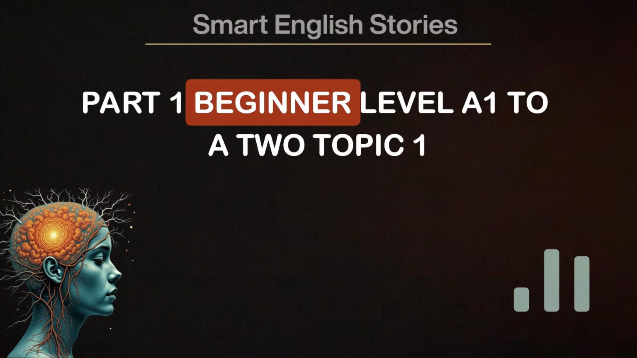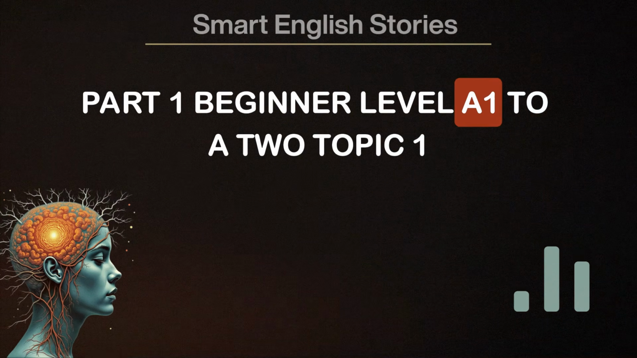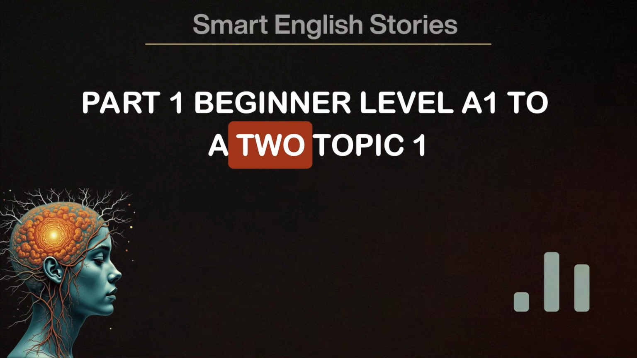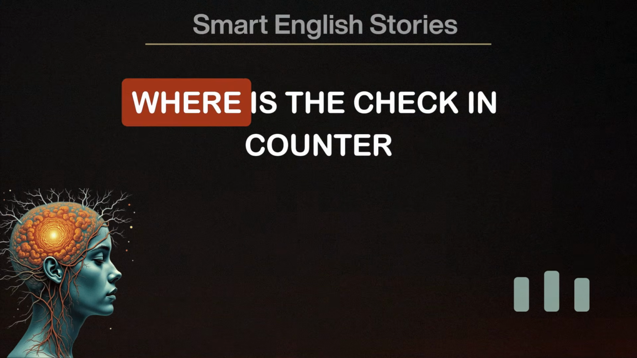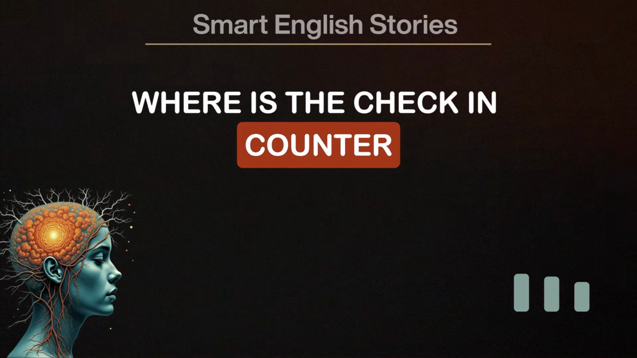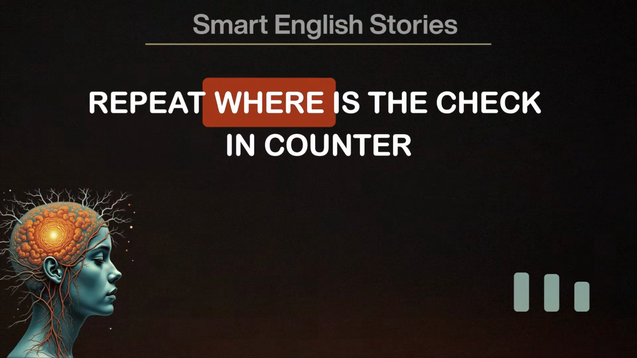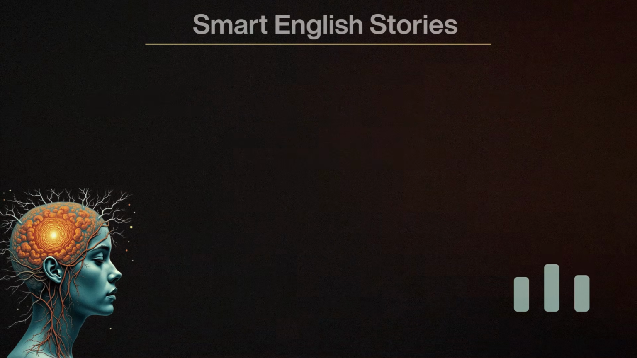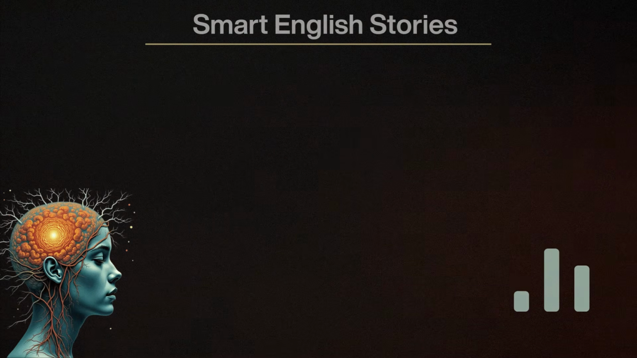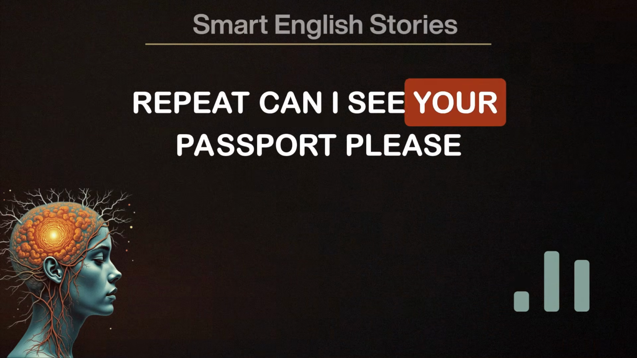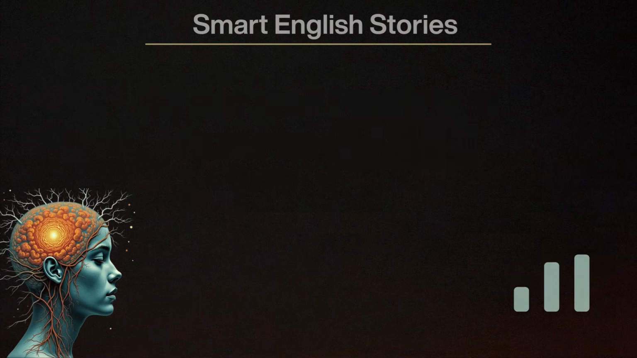Part 1. Beginner level. A1 to A2. Topic 1. At the airport. Where is the check-in counter? Repeat. Where is the check-in counter? Can I see your passport, please? Repeat. Can I see your passport, please?